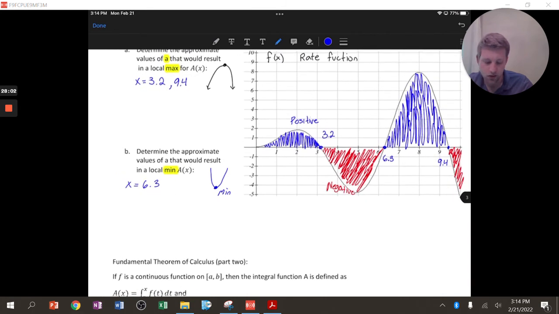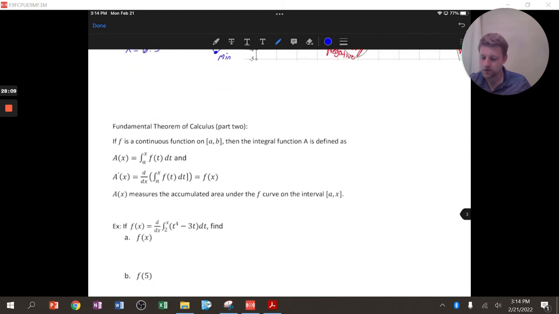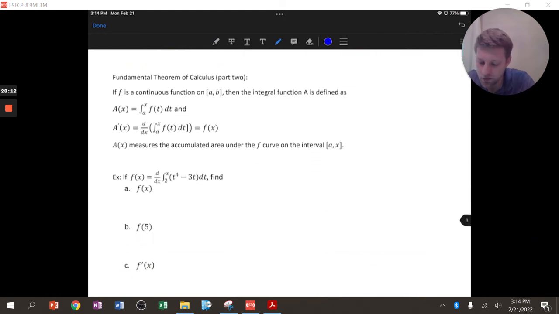And I think that would be our result for those. We can take a look at the fundamental theorem of calculus part 2 here.